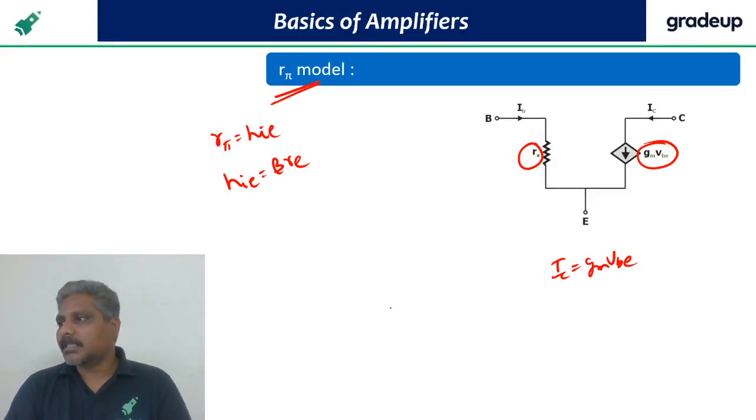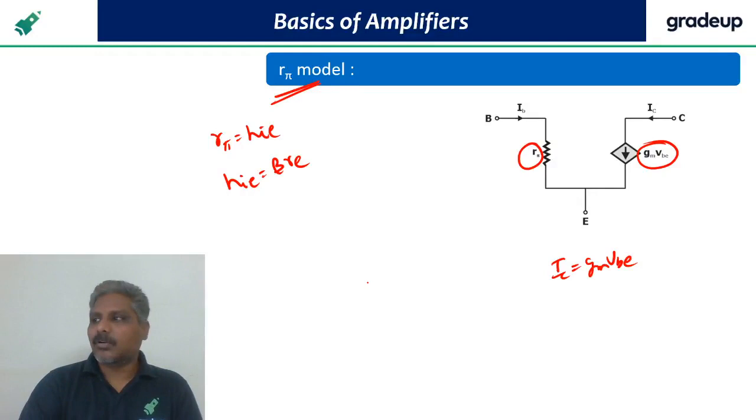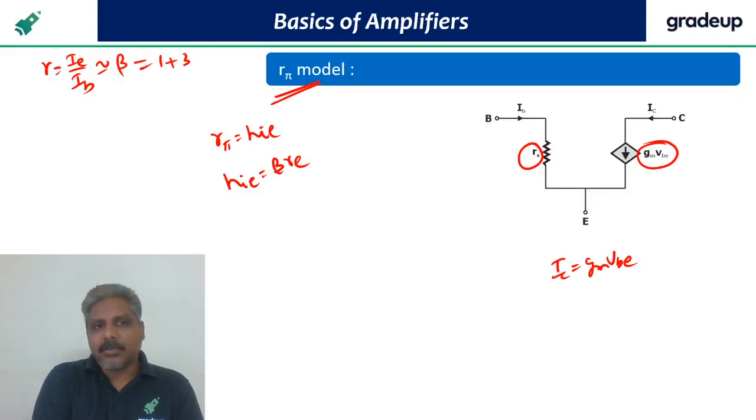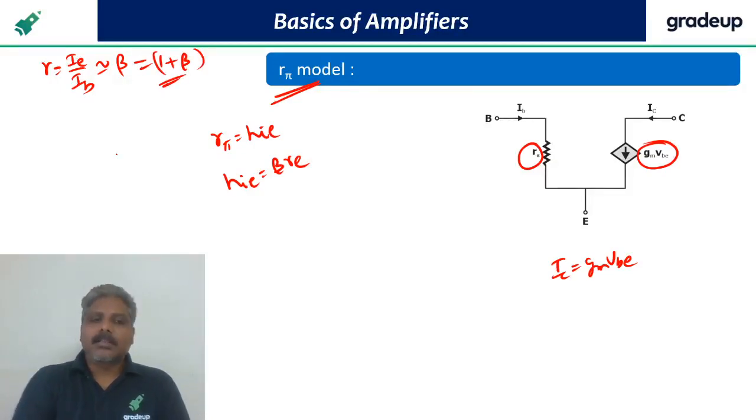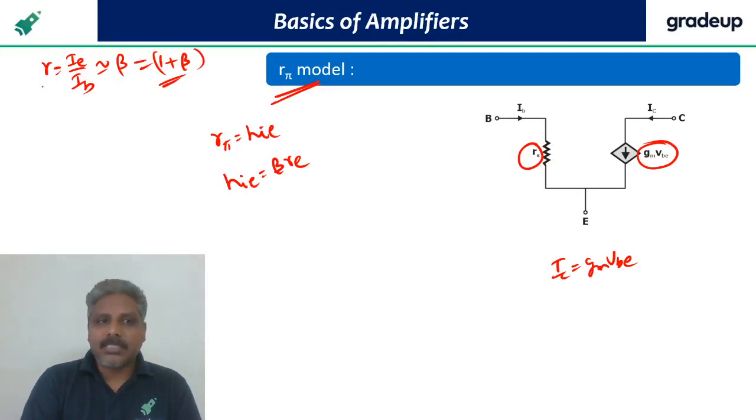Last is also asking current amplification for CC also beta. No, current amplification for CC is called gamma, which is IE by IB. How much is it? It is almost equal to beta. In fact, it is exactly equal to 1 plus beta. That's why we take it as same as common emitter. Okay, gamma it is. Deepa, yes, exactly. How much is gamma? 1 plus beta. So this is one similarity.